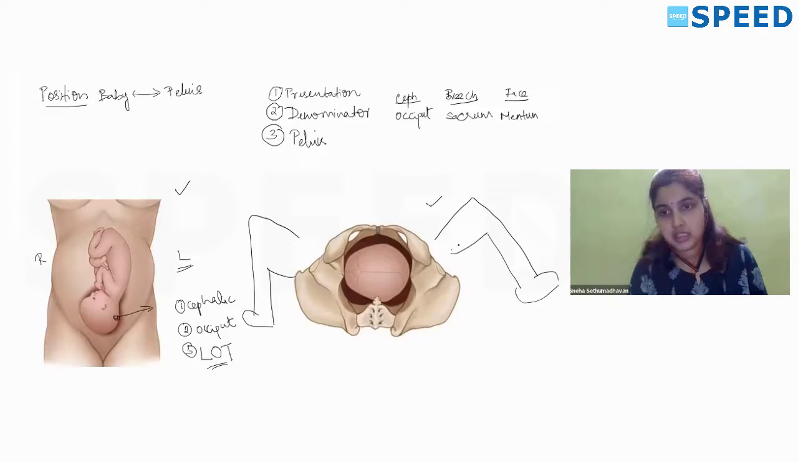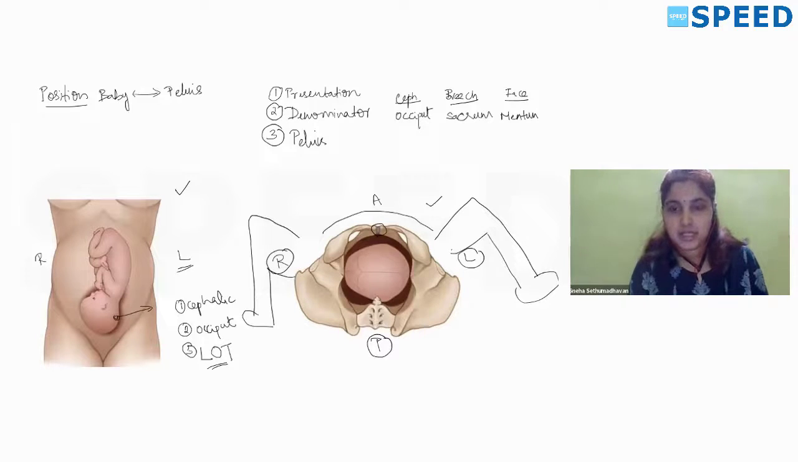So imagine you're conducting delivery or doing a pervaginal examination. So this will be mother's right side. This will be mother's left side. This is the symphysis pubis. So this is anterior. Sacrum. So this is posterior. So again, cephalic presentation, occiput.